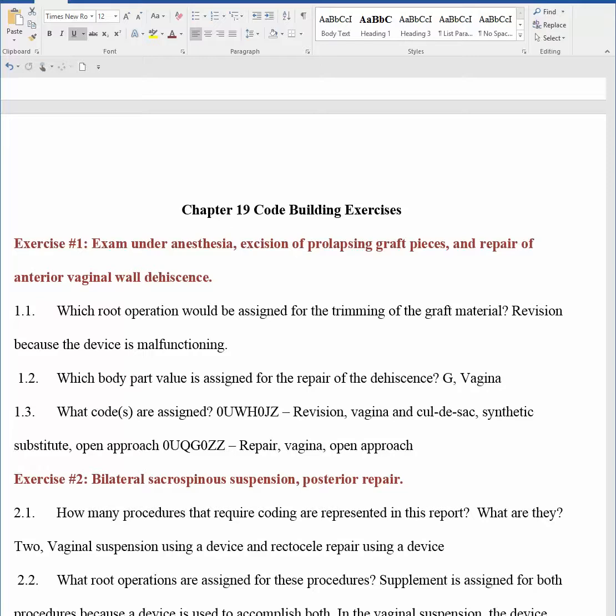1.3 question, what codes are assigned? You have two codes, 0UWH0JZ is the code for the revision of this graft material, which was a synthetic substitute. And then for the wound repair, the code is 0UQG0ZZ. So you have two separate root operations, revision for the work on the graft, which he notes in the clinical information as excision, but it's revision. And then the repair of the wound of the vaginal wall dehiscence is repair.